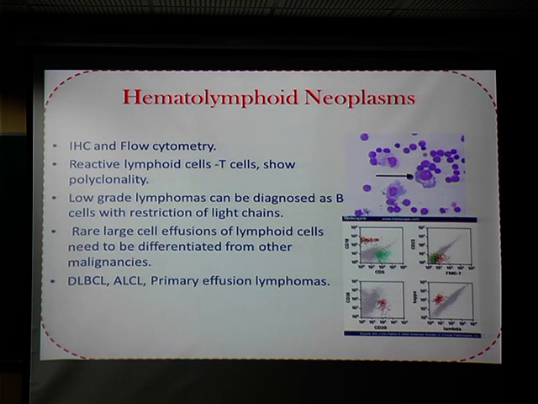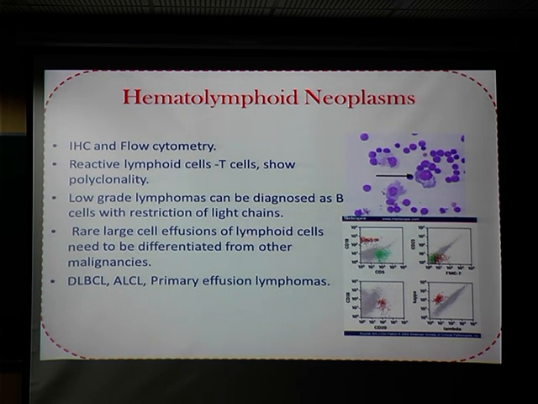Now if you are suspecting a hematolymphoid malignancy in your effusion, you have two options. You either do an IHC on a cell block or you do a flow cytometry. Most of the institutes have these facilities these days. If it is a reactive lymphoid cell population, and they are generally T cells, they will show polyclonality. If it's a low-grade lymphoma, it can be diagnosed as B cells with the restriction of light chains.